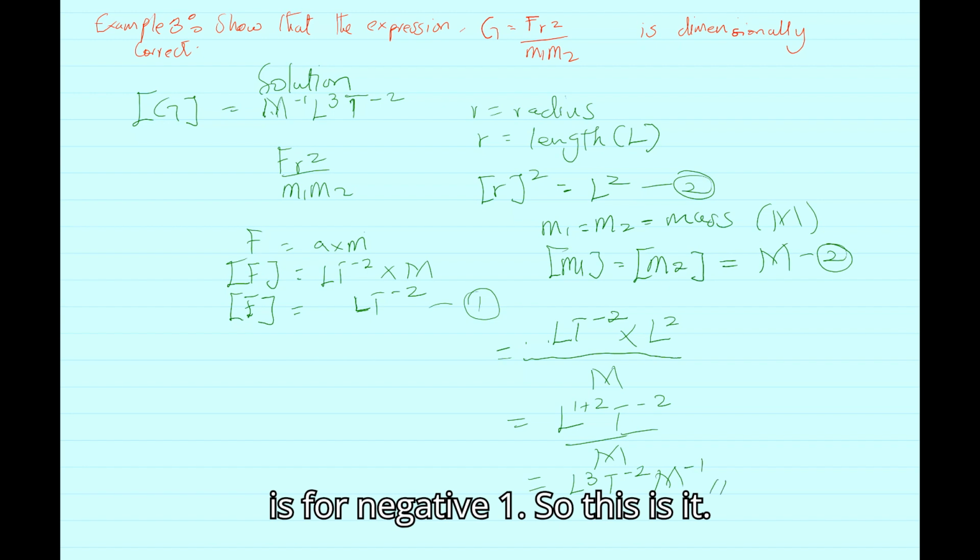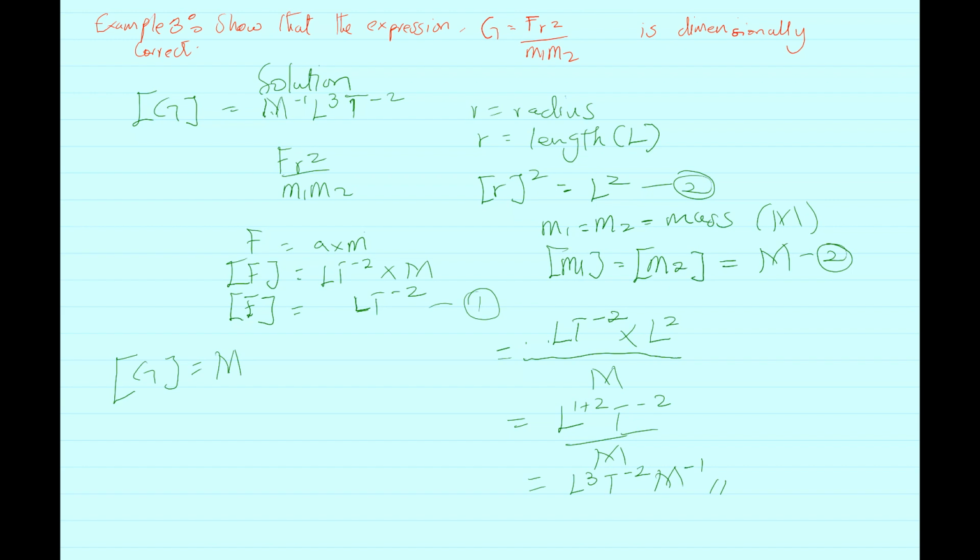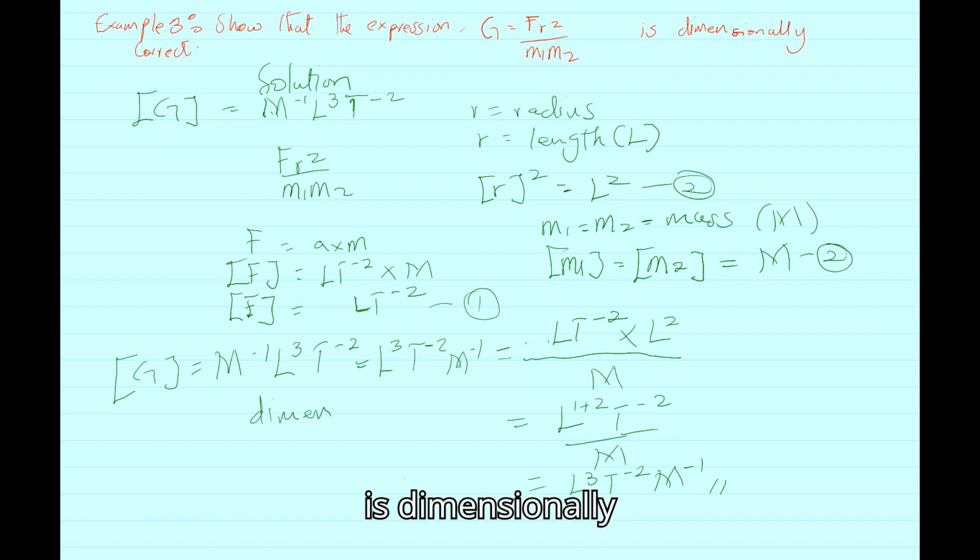So this is it. If you compare both sides, you can see the dimension of the gravitational force, M exponent negative 1, L exponent 3, T exponent negative 2, is equal to the dimension of F r squared over m1 m2, which is L cubed, T minus 2, then M minus 1. It is the same. So this is dimensionally correct. Right. So this is the end of this video.